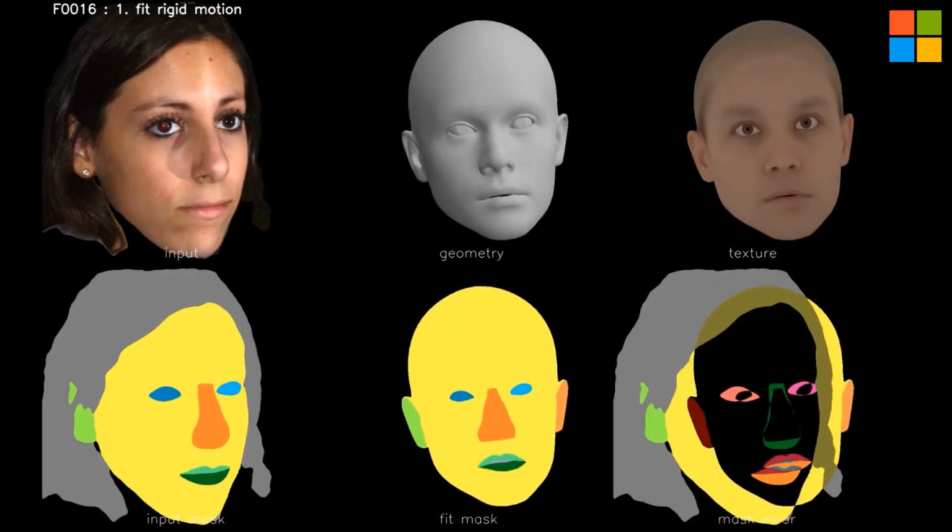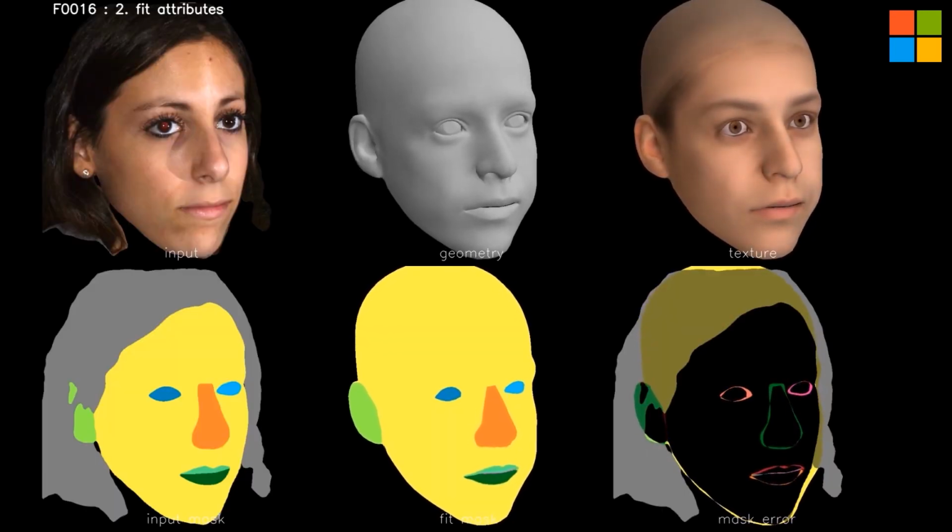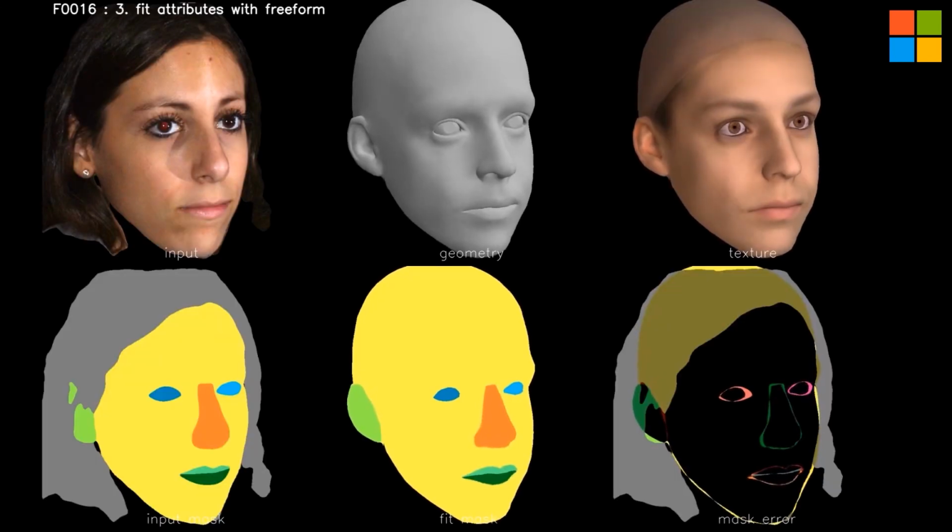Here's the video to show our three-stage fitting process. We first roughly align our face model with the target by fitting landmarks. Then we fit our face model with image attributes such as depth and face parse masks. In the last stage, we further add free-form deformation to fit the residuals of image attributes.